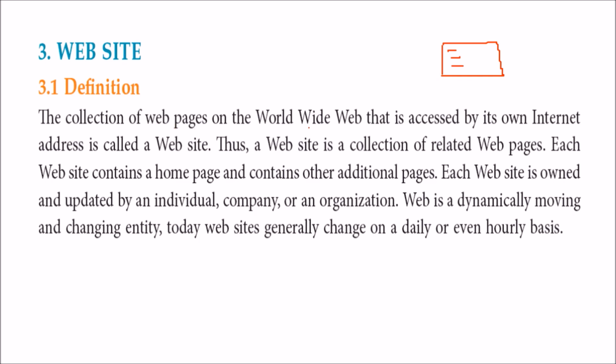So this is just a collection of web pages on the World Wide Web, and that is accessed by its own internet address. So this folder is kept inside some web server and it has some IP address, and you can access it by the address of this website. So there are essentially a collection of related web pages. Each website contains a home page from where you start, along with all the accompanying or additional pages. And it can be owned by, say, an individual, company or an organization.